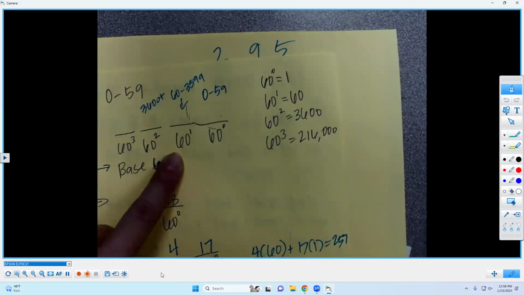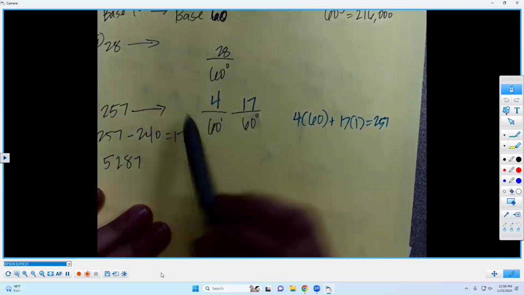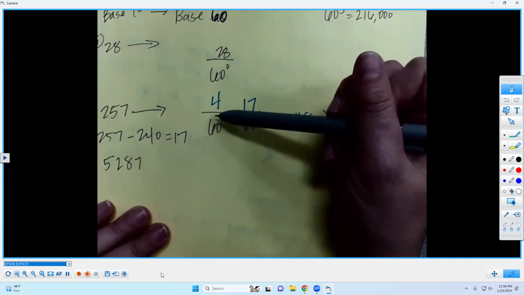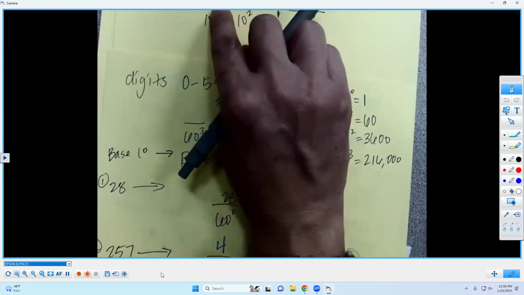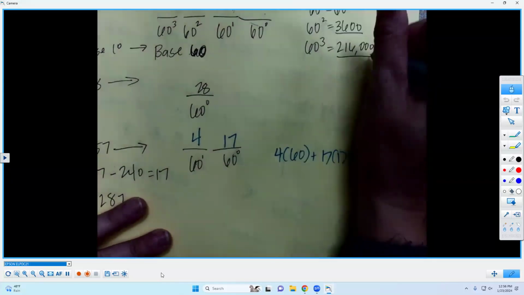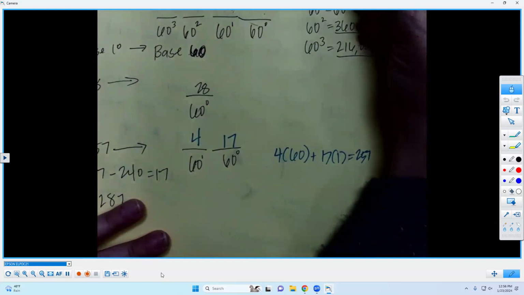So I know that when you divide 5,287 by 60, you get 88. But what exactly does that tell you? That means it would be 88 things in this position. I have 88 of these 60s, but I can't have 88. I need to bump up to the next place value. Just like I can't have 12 in one spot, I have to bump to the next place value. So since this number is in between 3,600 and 216,000, it's going to be a 3 place value number.